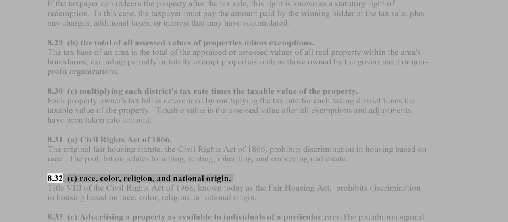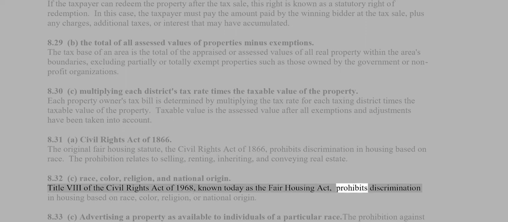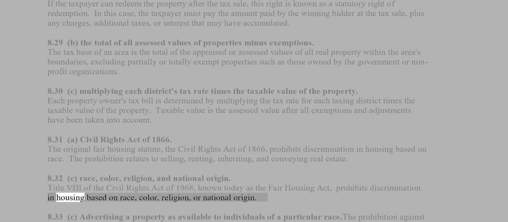8.32 c. Race, color, religion, and national origin. Title 8 of the Civil Rights Act of 1968, known today as the Fair Housing Act, prohibits discrimination in housing based on race, color, religion, or national origin.